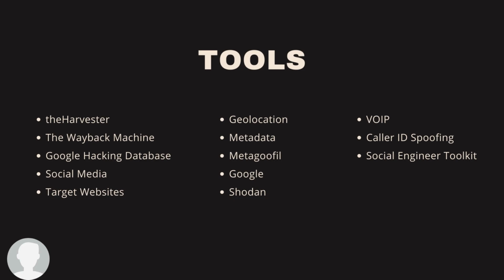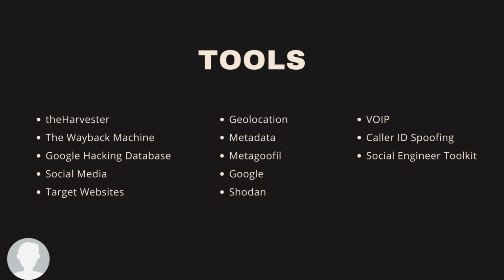theHarvester gathers information like email, subdomains, hosts, employee names, open ports, and banners. It can also use public sources like search engines and the Shodan computer database. The Google hacking database is like Google hacking or Google dorking. We're using these terms to filter your search to get a more targeted list of results.